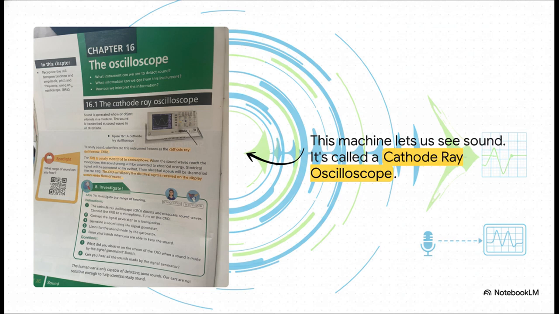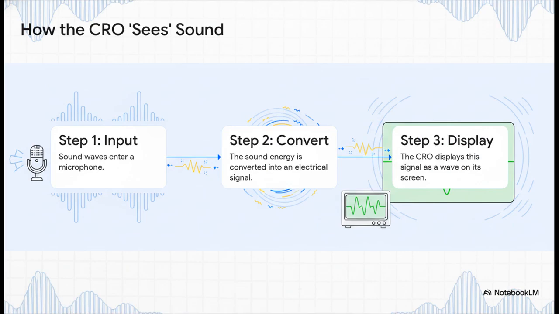Its whole job, its entire purpose, is to translate those invisible sound waves into a picture we can see on a screen. So how does it see sound? It's actually a super straightforward three-step process. First, the sound waves go into a microphone. Pretty simple. Then, that sound energy gets converted into an electrical signal. And finally, the CRO takes that signal and draws it as a wave on its screen. So it's just input, convert, and display.